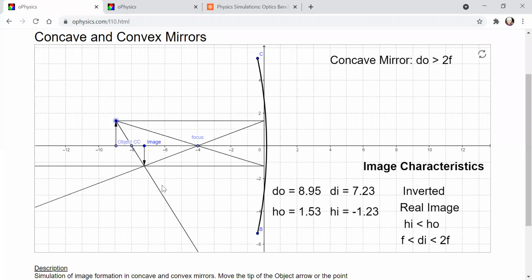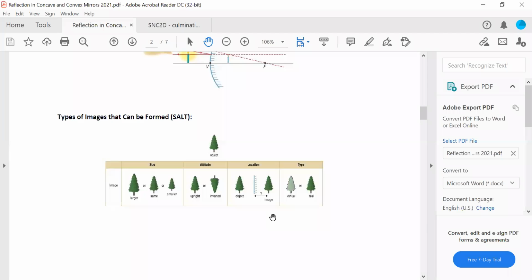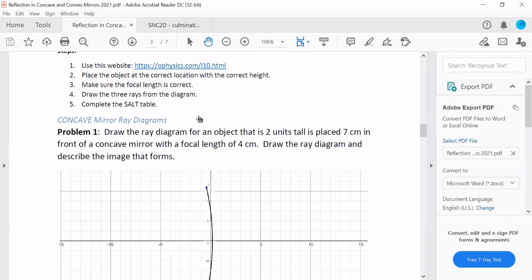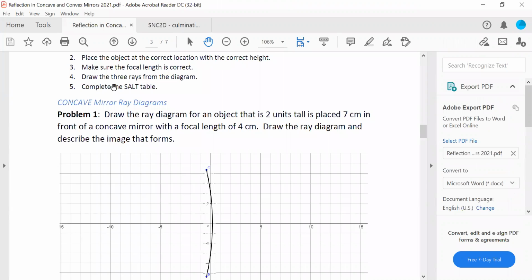Okay, so take a look at that PDF that you've got there. Go to that website. Place the object at the correct location with the correct height described in the problem. Make sure the focal length is correct, and then you're going to draw the ray diagram on here. I do want you to use a ruler or a straight edge today, so you might have to scrounge around your house to find something. Use any kind of straight edge you can find. And I'm going to go over number 5 here in a second, complete the SALT table.